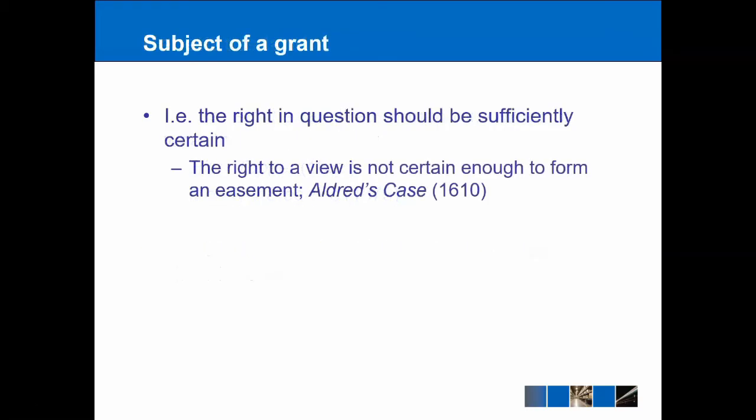So the final point that we're talking about is it must be the subject of a grant as well. And what we're really talking about here is that the right in question, or the easement, should be sufficiently certain. So going back to our classic example, the right of way is a clear path that leads from the house to the road, and so it's very sufficiently clear. However, in Aldred's case from 1610, we saw that the right to a view is not certain enough to form an easement. So that certainty is also really important so that the courts can adjudicate on it.